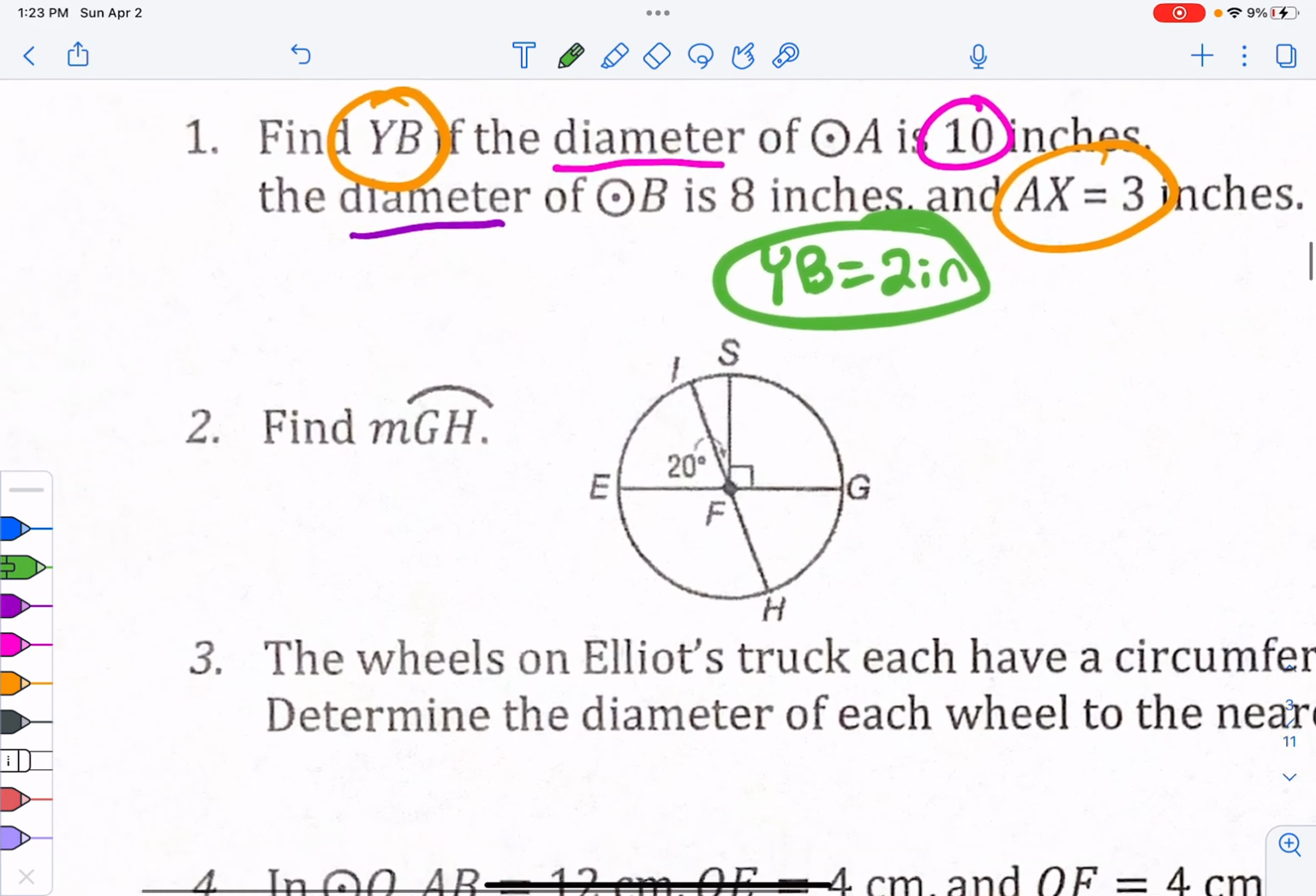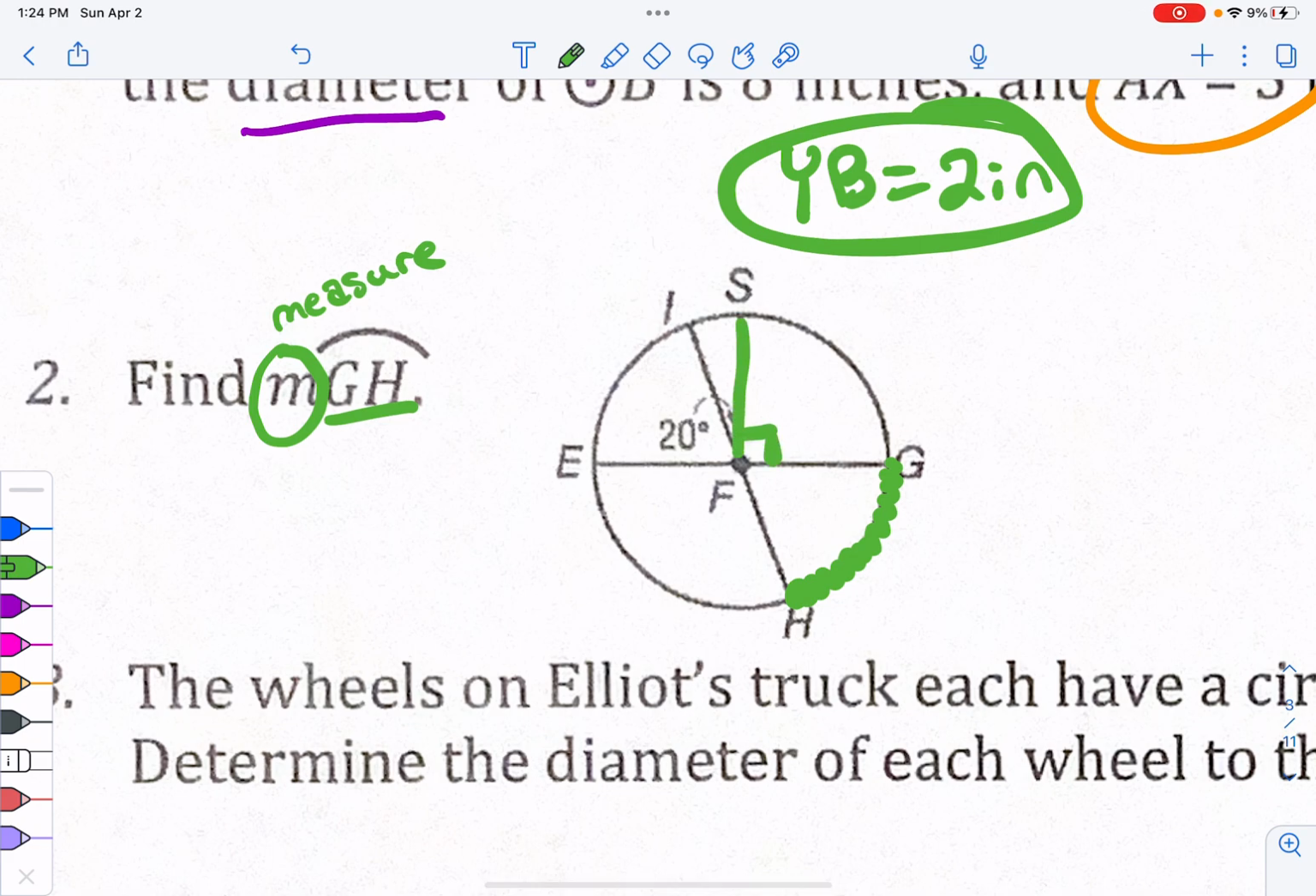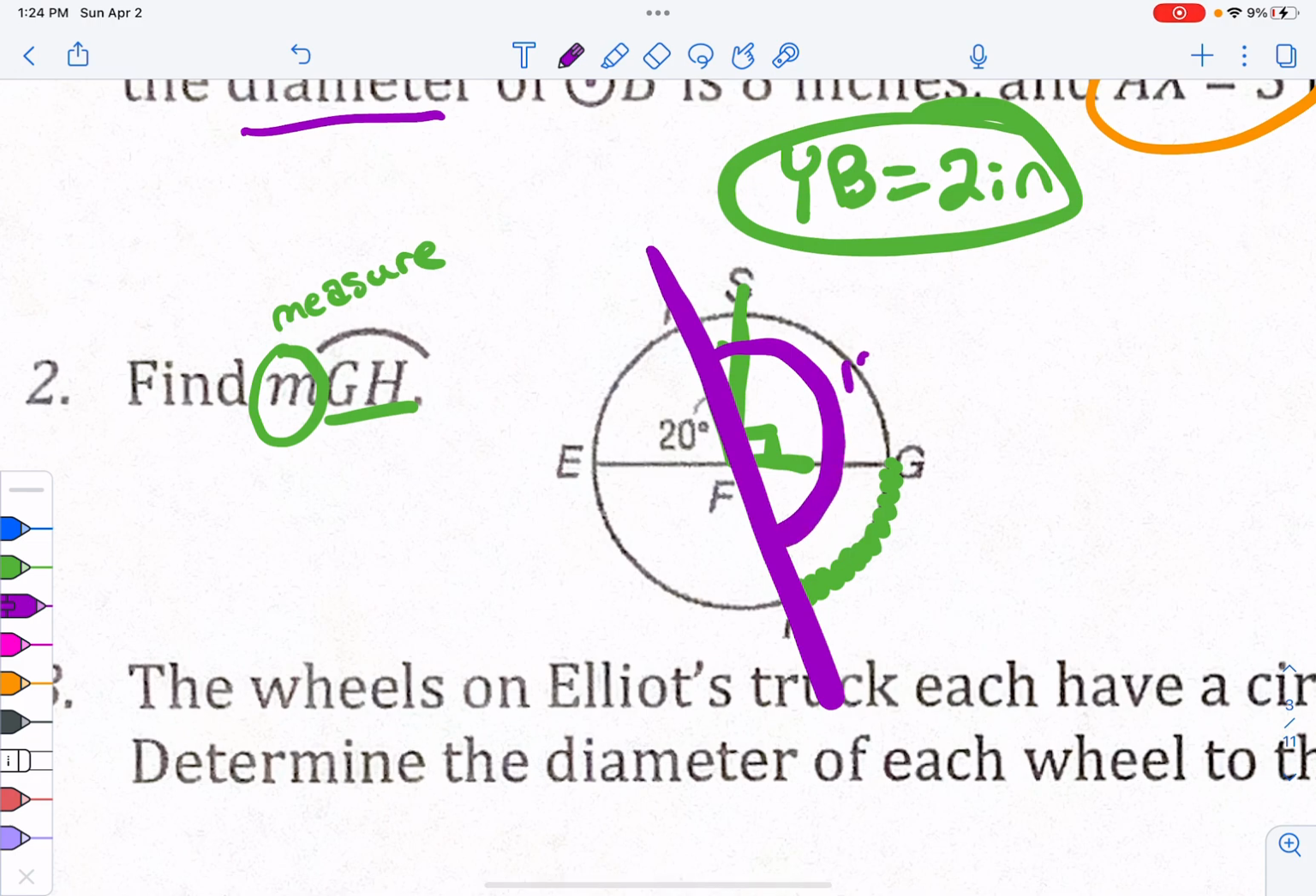Okay, number 2 says find m arc GH, and this means the measure of arc GH, okay, and that's going to be in degrees. So they want to know the measure of from G to H, this little bit right here. Okay, so the only thing that they label for me is that this is a 90-degree angle. So this angle right here is 90, and then this little bit right here is 20. Okay, I don't know if you can see that labeling there, but one thing that I see is that this line goes all the way through the circle, which means that these all add up to be 180.